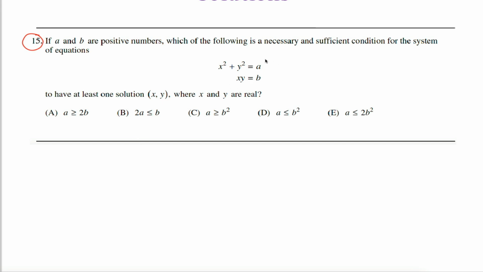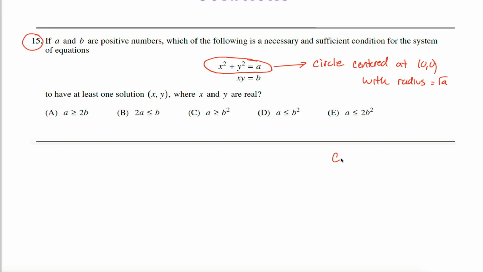You might not need it, but I think it really helps to have a graph of what's going on here. It'd be awesome if you could just recognize that this first equation is the equation of a circle centered at the origin with a radius equal to the square root of a. More generally, the circle centered at x1, y1 with a radius equal to r is given by this equation.